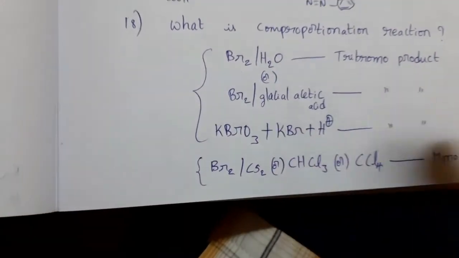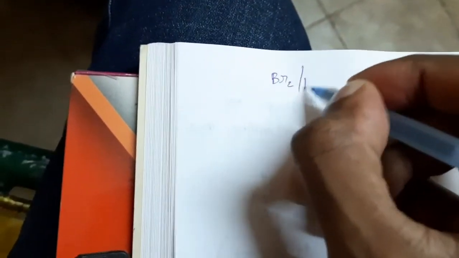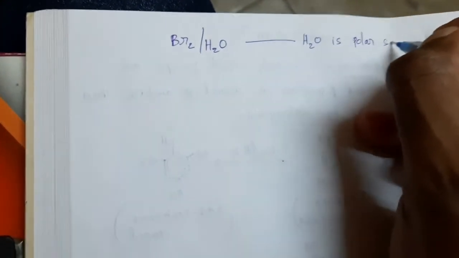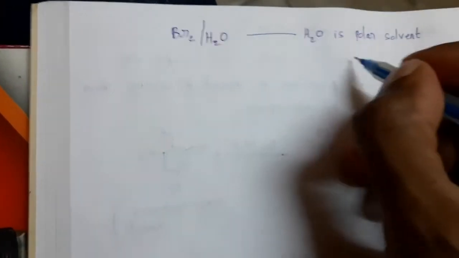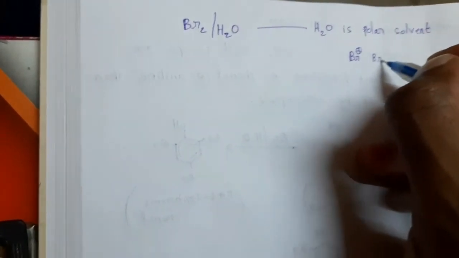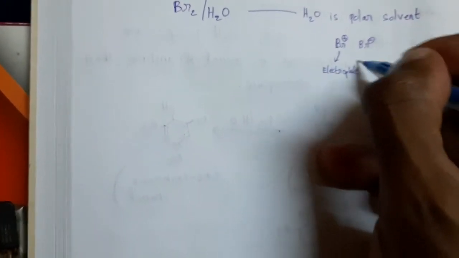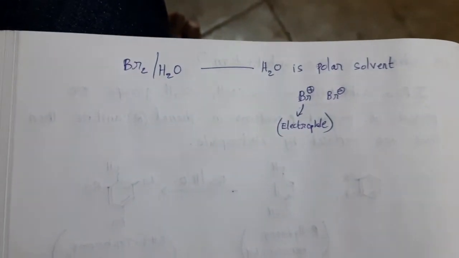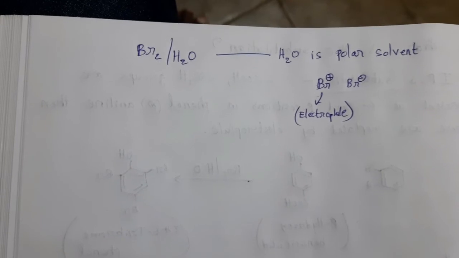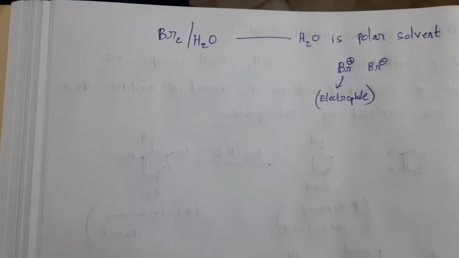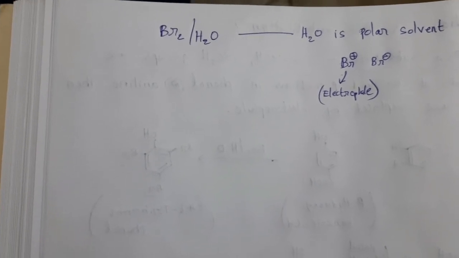Take this one, Br2 in H2O. Here, H2O is a polar solvent. In presence of a polar solvent, we can get Br plus and Br minus. Br plus means electrophile. In presence of this, bromine undergoes polarization and forms electrophile Br plus and Br minus. This Br plus participates in the reaction, then we can observe electrophilic substitution reaction.